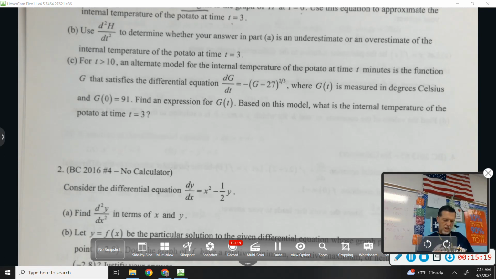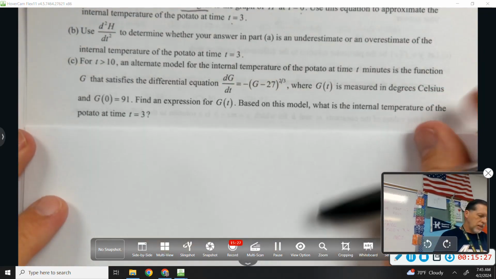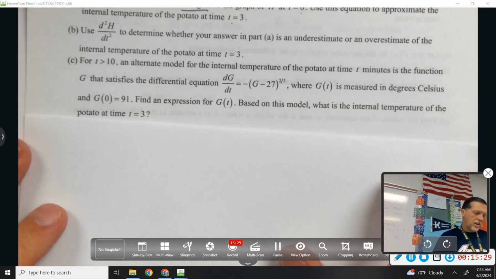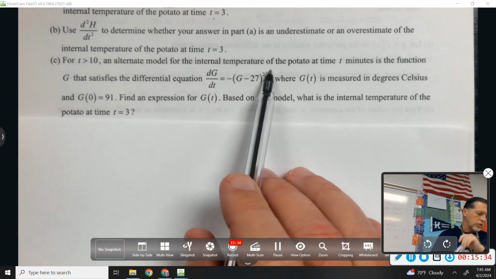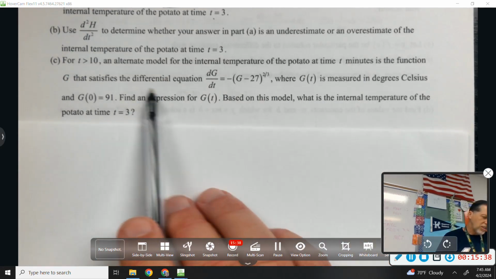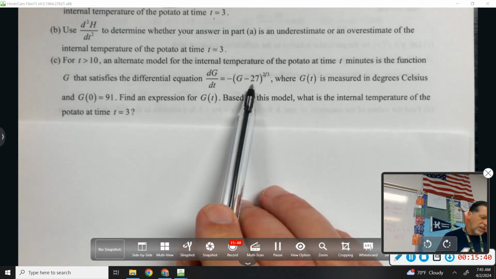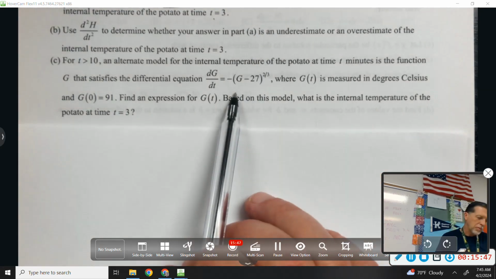Part C. There's only 3 parts, so my guess is this is going to be kind of crazy, because those felt like fairly straightforward problems. Part C. For t greater than 10, an alternate model for the internal temperature of the potato at time t minutes is the function g that satisfies this thing. Okay, so for the first 10 minutes, it's modeled by h. After that, it's going to be modeled by g.